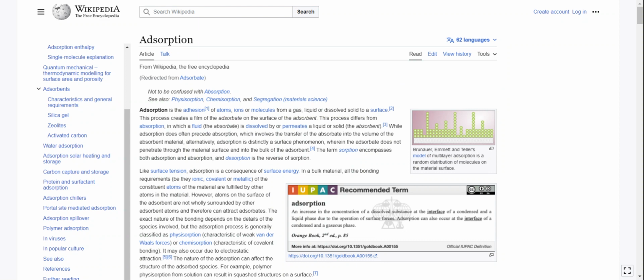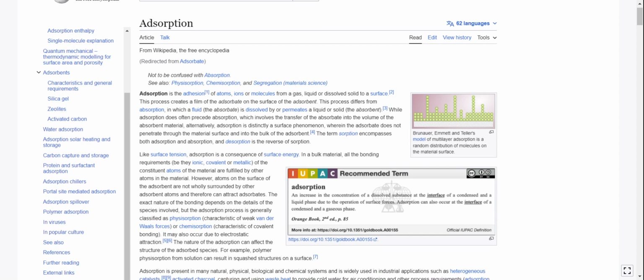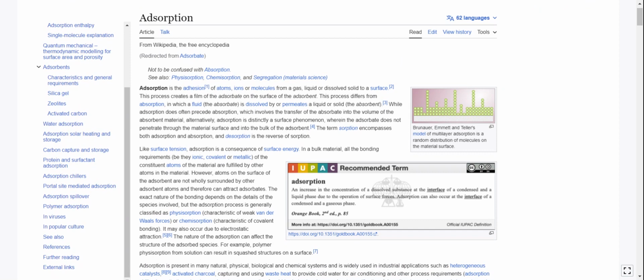And if you are listening and not watching, this is adsorb, not absorb. Adsorbent and adsorbate. This process differs from absorption, in which a fluid, the absorbate, is dissolved by or permeates a liquid or solid, the absorbent, while adsorption does often precede absorption, which involves the transfer of the absorbate into the volume of the absorbent material.